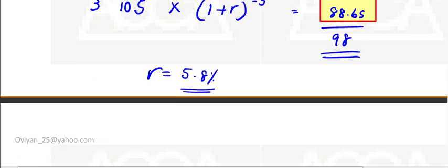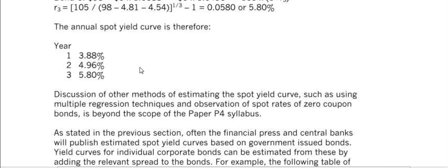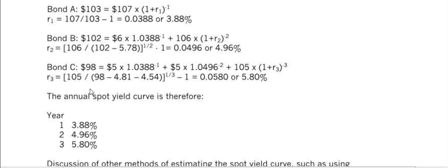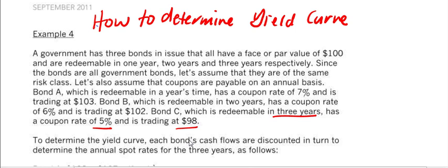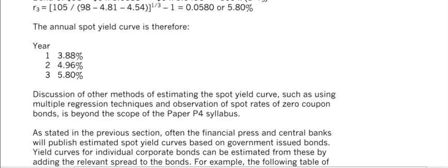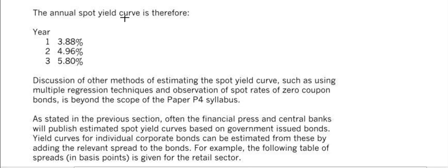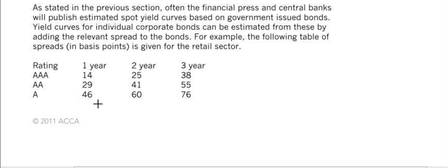Now, the last example the examiner has created for us is to learn how to find your credit risk, credit spread, and all that. Now, how to determine the yield curve? Okay, we have the yield. All right, let's take a snapshot of this. Now you have the annual yield curve. This is what we have just now. And what you need to know is that there is a credit rating table here, the following table of spread in basis points.